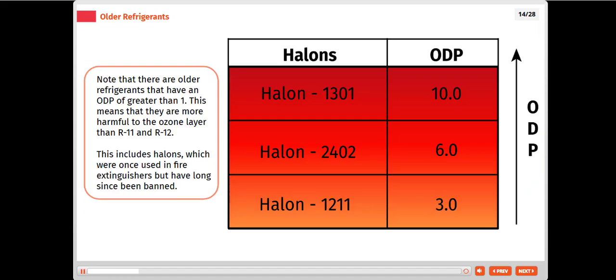Note that there are older refrigerants that have an ODP of greater than 1. This means that they are more harmful to the ozone layer than R11 and R12. This includes halogens, which were once used in fire extinguishers but have long since been banned.